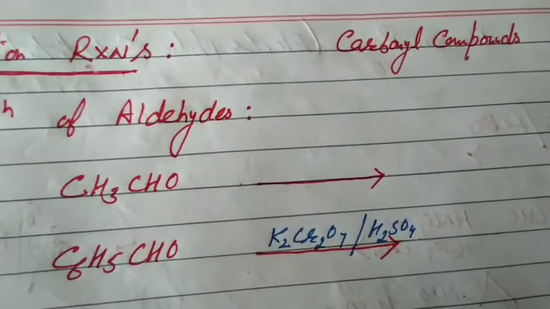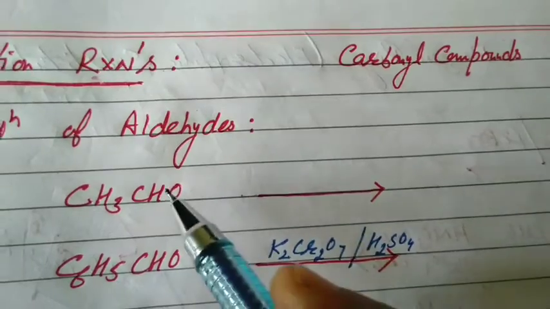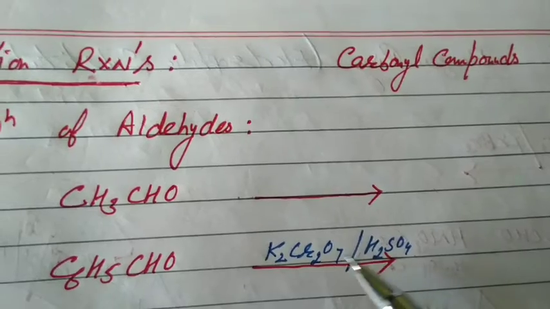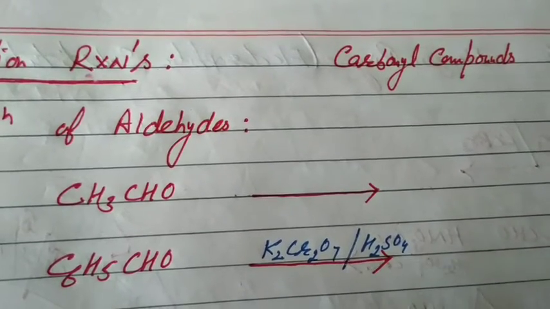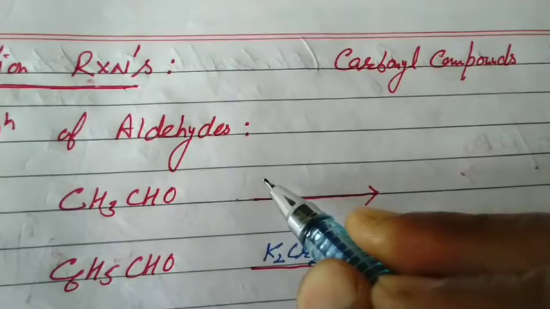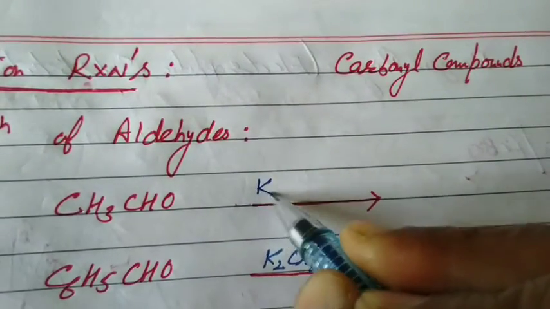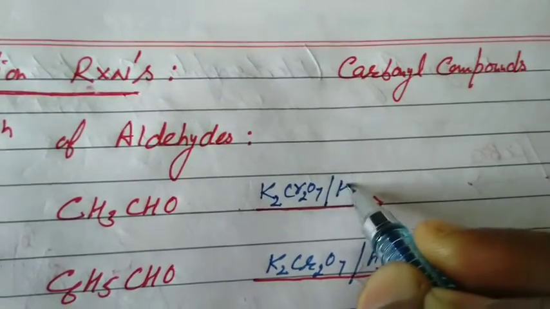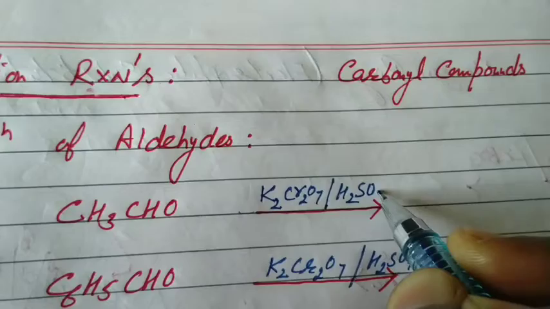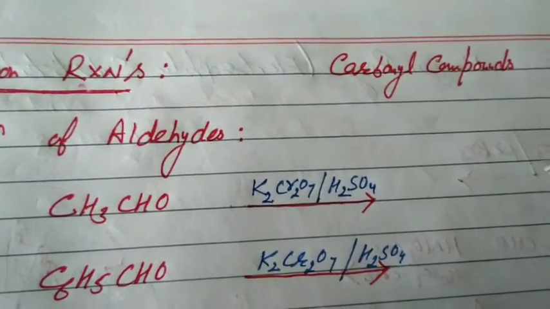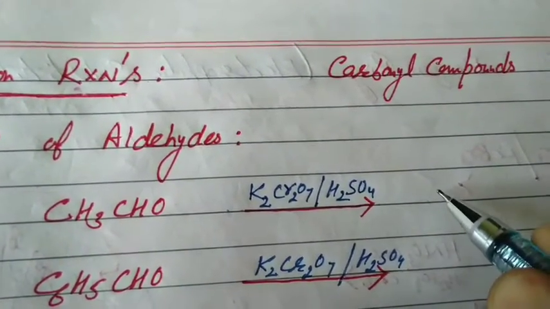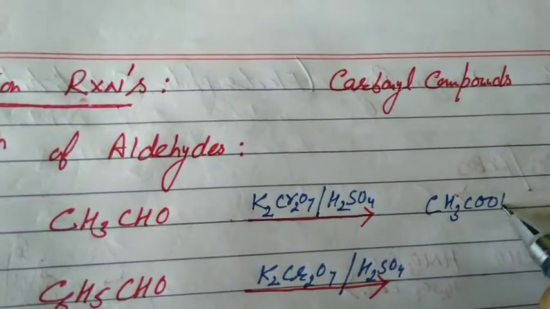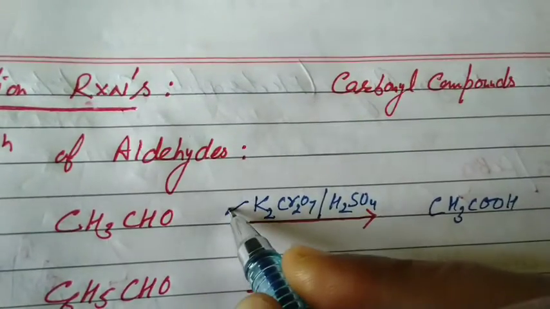Students, aldehydes are easily oxidized under normal conditions using either acidified potassium dichromate, acidified potassium permanganate, or dilute HNO3 as oxidizing agent. They are readily oxidized using acidified potassium dichromate solution as the oxidizing agent to give an acid having the same carbon number as the aldehyde. Ethanal will oxidize and give ethanoic acid, CH3COOH. The oxidizing agent's function is to supply nascent oxygen.